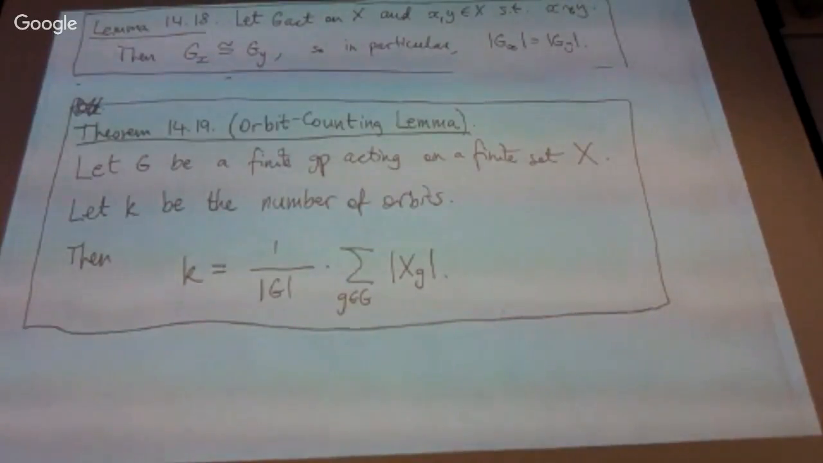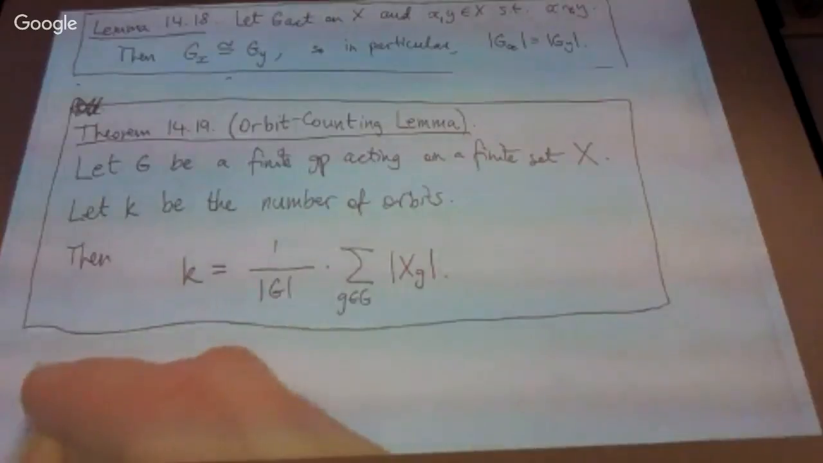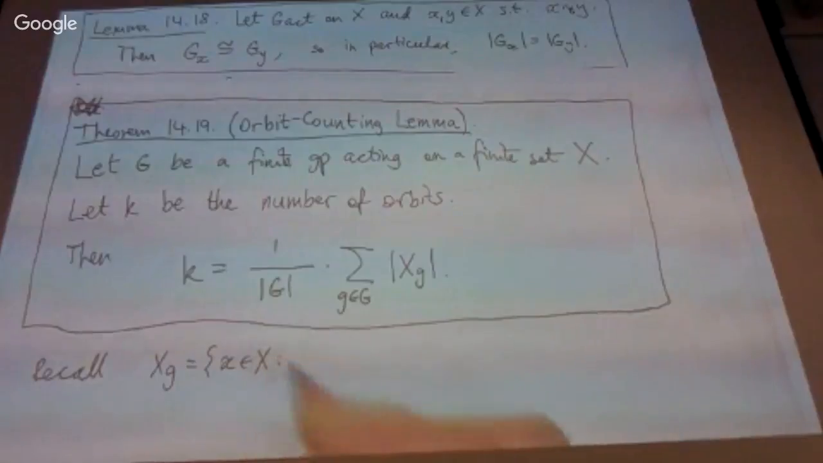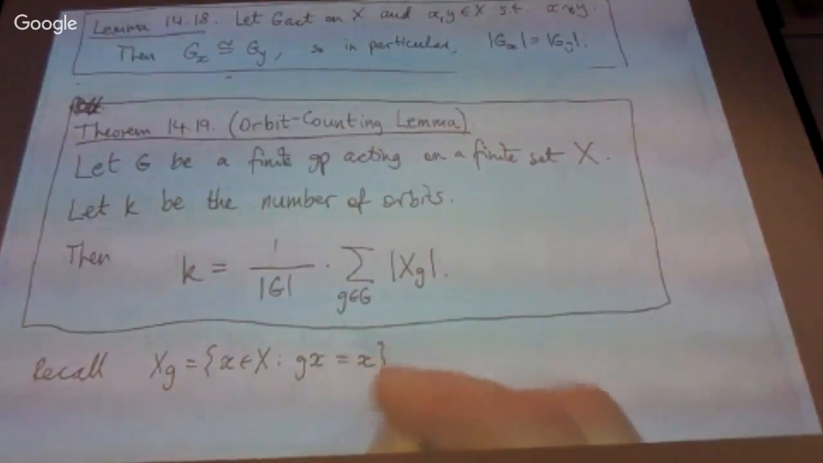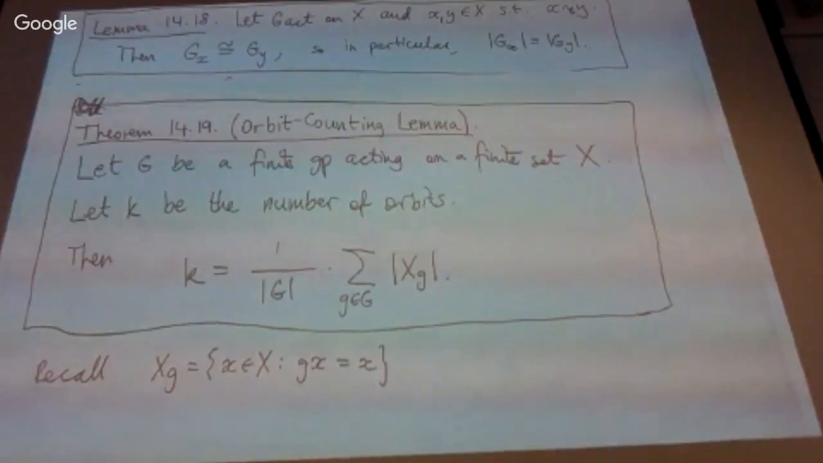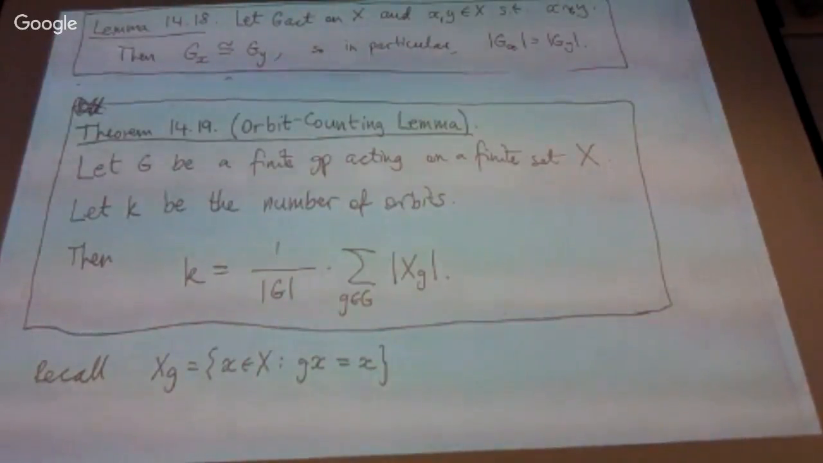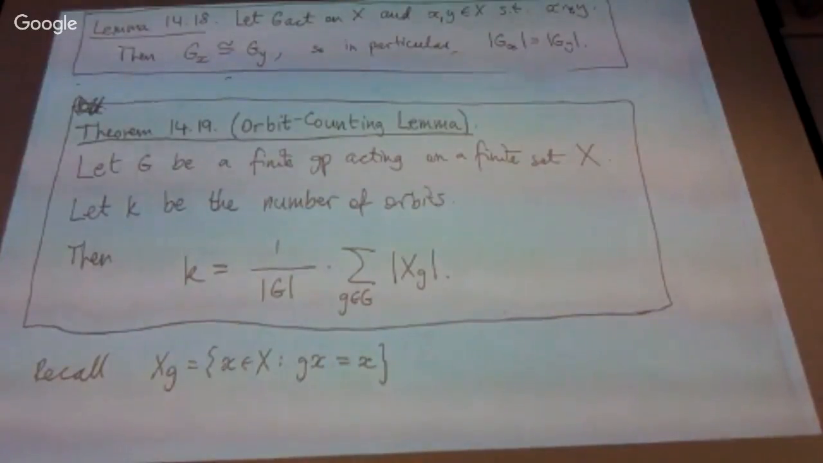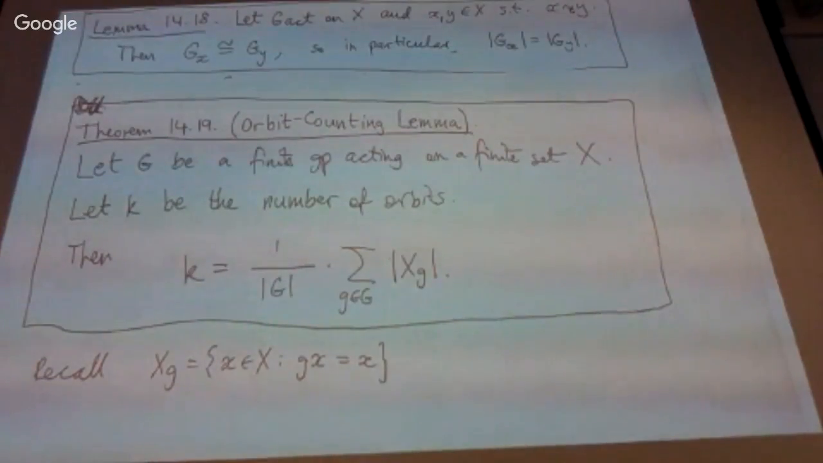For every element of the group, you look at how many things it doesn't move, because that's this: all points in the set X that stay put when acted upon by g. For every group element, you look at how many points it doesn't move. Count them all together, take the average over all the group elements, and that gives you K. Proof.